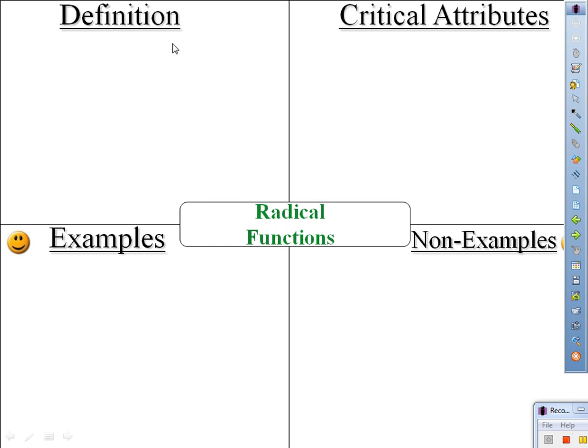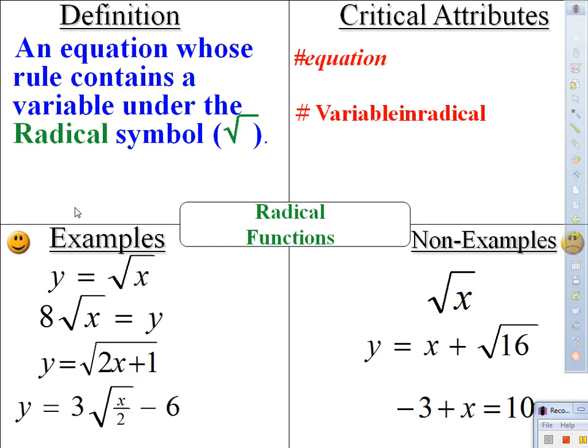Tell your neighbor the definition. We don't need a Fourier model. You already know it. Tell your neighbor, please. Radical functions are? All right, so I heard a variable under the square root. That is correct, or a variable under the radical. Yeah, so the rule should have that.